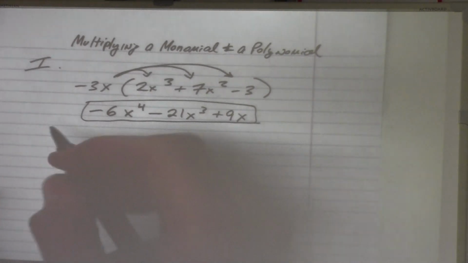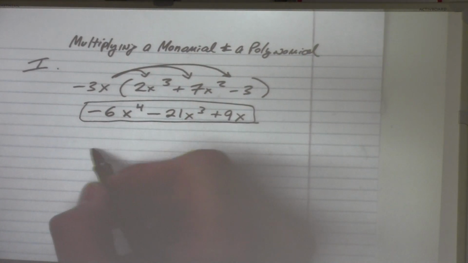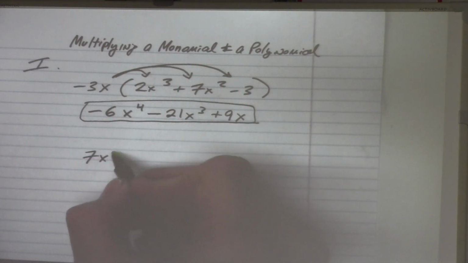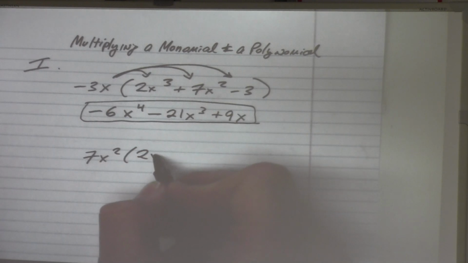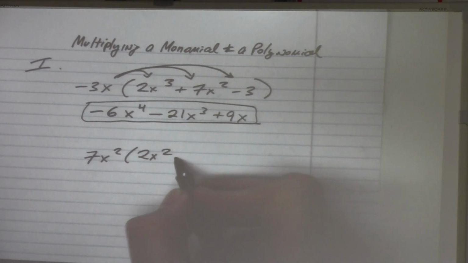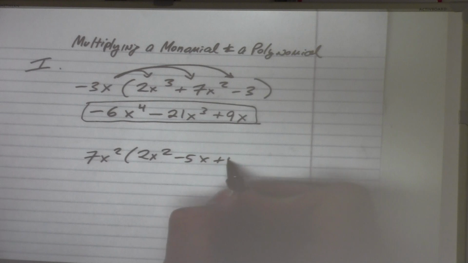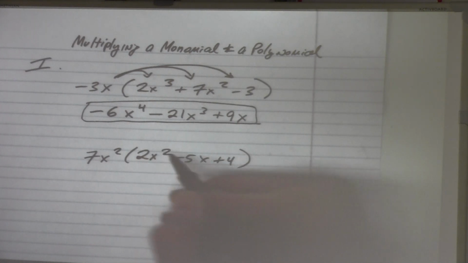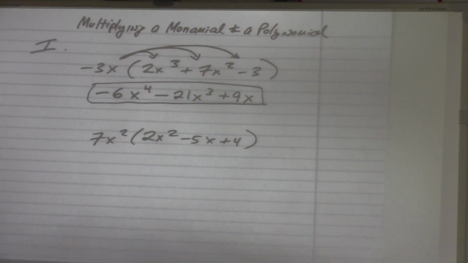All right, now, here is a second one. 7x squared, 2x squared, minus 5x plus 4. If you're watching this on a video, take a moment to do it yourself. Pause the video, work it all out, and then come back. I will start talking again in about 5 seconds.